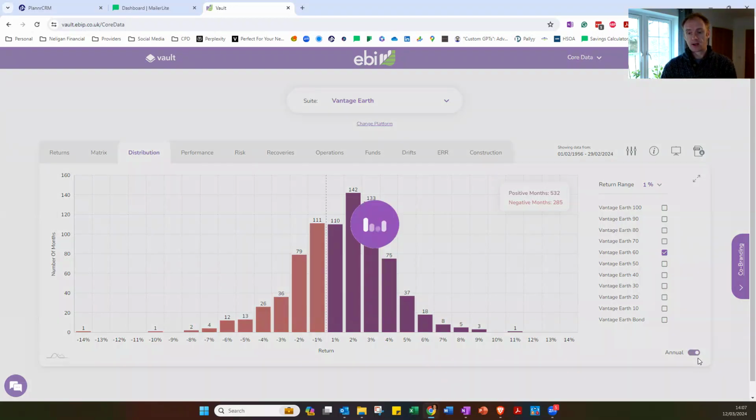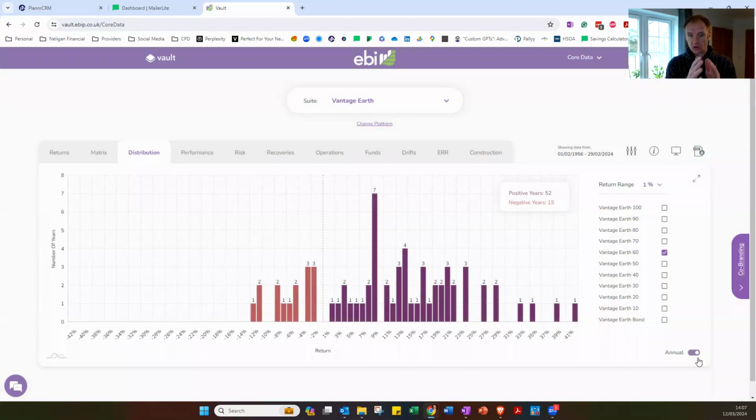If I just click this button here, we can see how the distribution changes. If we look at annual returns now, that doesn't quite meet that nice bell-shaped curve, but you can see that out of our 87-year period, again, by an overwhelming majority, we have more positive years than we have negative years. The most frequent distribution is that there have been 7 years out of that 87 where the markets have returned in the region of 8 to 9%. Otherwise, they're fairly evenly scattered.